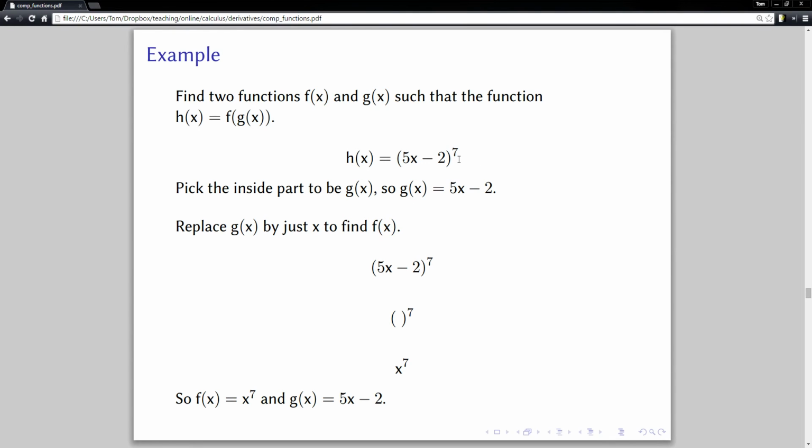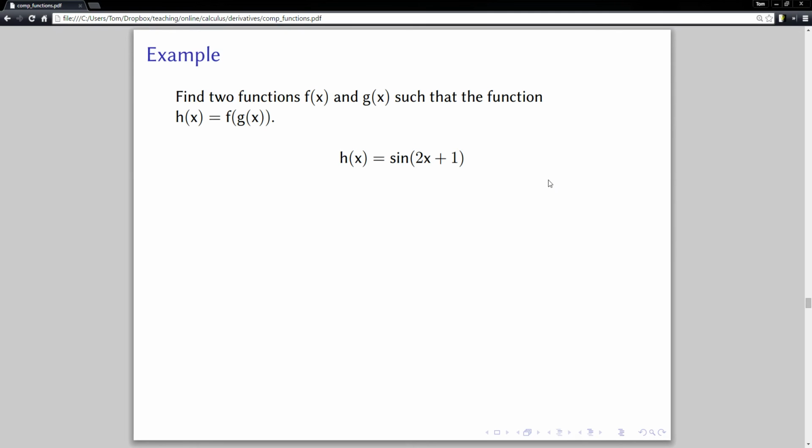This function h would be the result if I took 5x minus 2 and plugged it in for x into this function here. I would get exactly this function. So this is the composition of two functions, and this is the process that you'll have to be doing when we talk about the chain rule. A lot of times when we refer to the chain rule, I'll refer to the inside function and the outside function. Here, the inside function would be 5x minus 2, the g of x, and the outside function would be x to the 7th. When we apply the chain rule, that's what we will be doing. So let's look at a couple more of these.